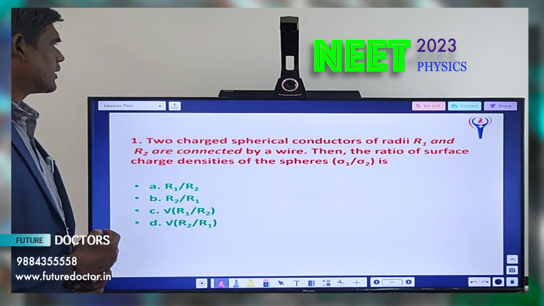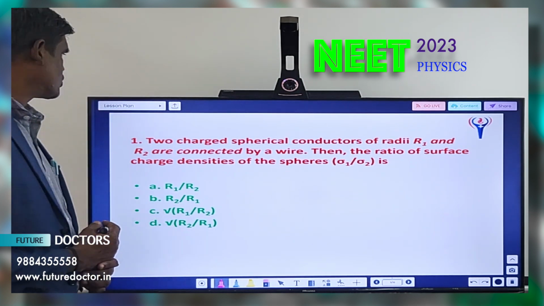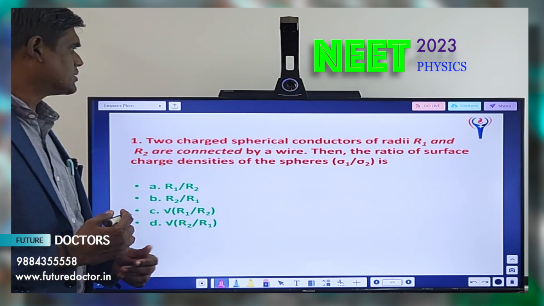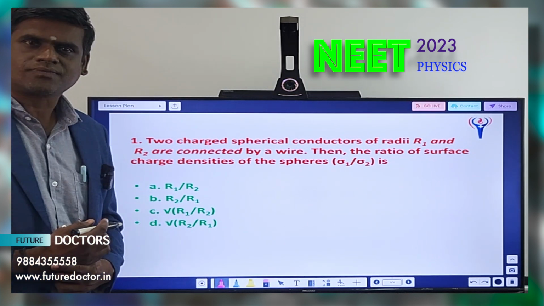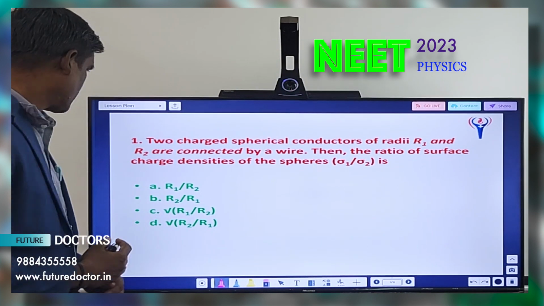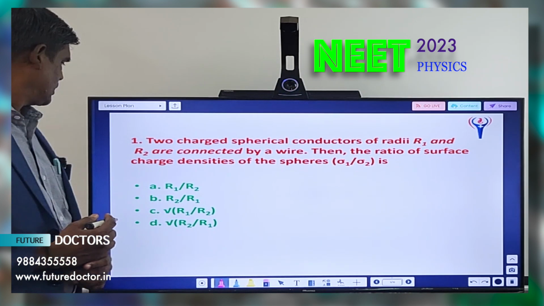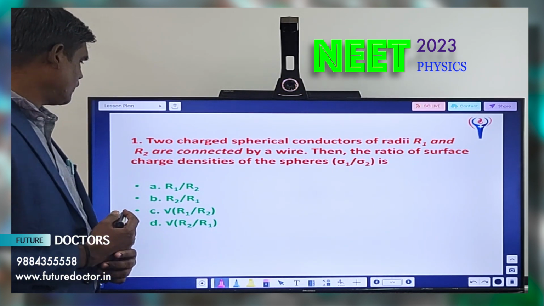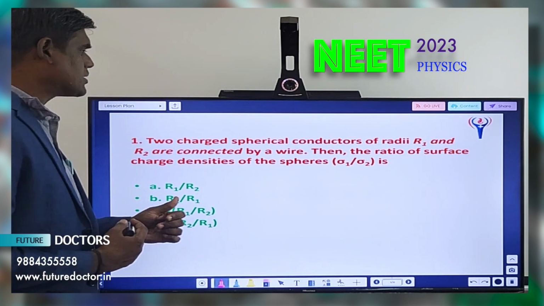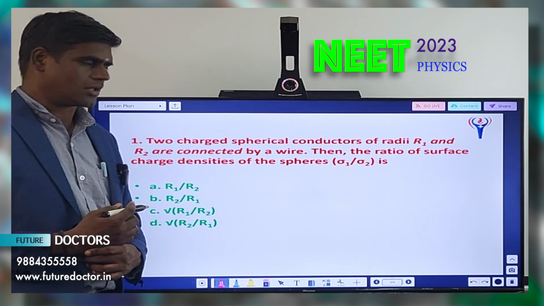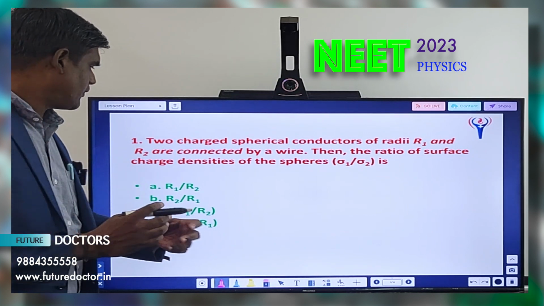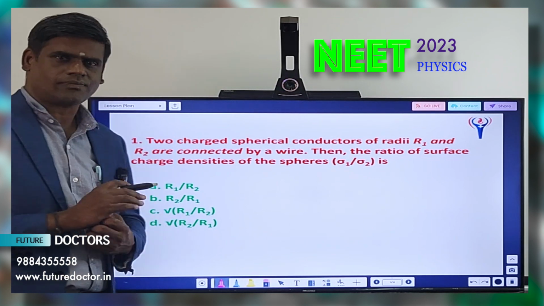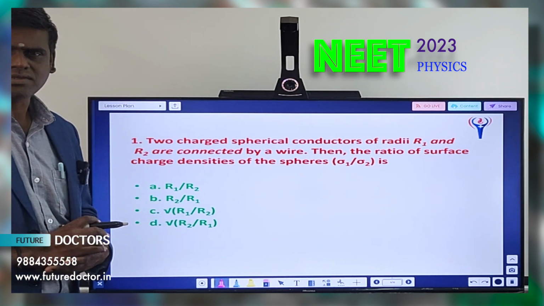Two charged spherical conductors of radii R1 and R2 are connected by a wire. Then the ratio of surface charge densities of the spheres, sigma 1 by sigma 2, is dash. Option A, R1 by R2. B option, R2 by R1. C option, square root of R1 by R2. D option, square root of R2 by R1. Here, what is sigma? Sigma is the surface charge density. By knowing the relation between surface charge density and radius, or knowing the formula for the surface charge density, you are able to find the solution of this question.